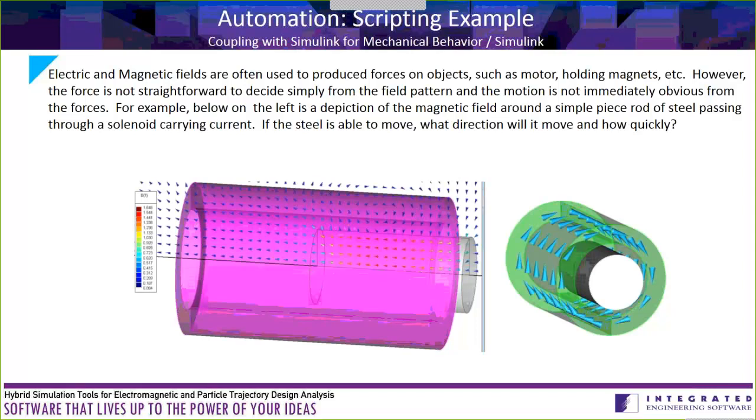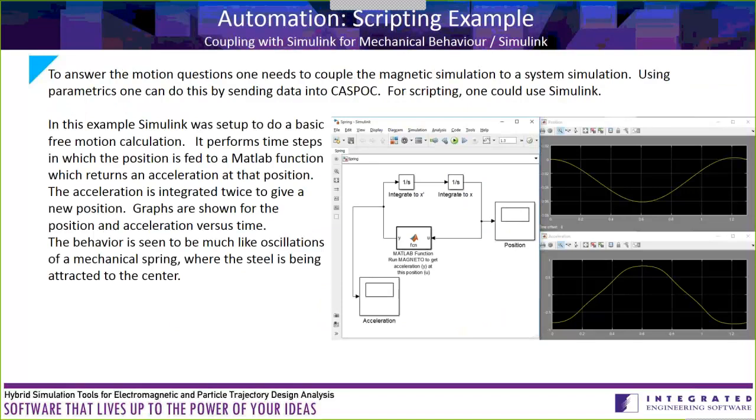So you can see that generically just by looking at field plots, but you can't make any mechanical predictions. To make mechanical predictions, you're going to have to invoke some kind of mechanical solver. We can do that a number of ways. For many years, our parametrics would let you output results that you could send into some other program. And the program that we represent in North America is this one called CASPOC. It's a power electronics and system simulator.